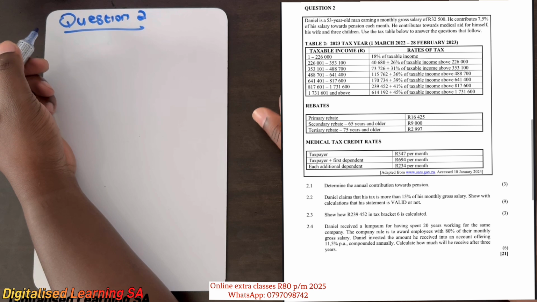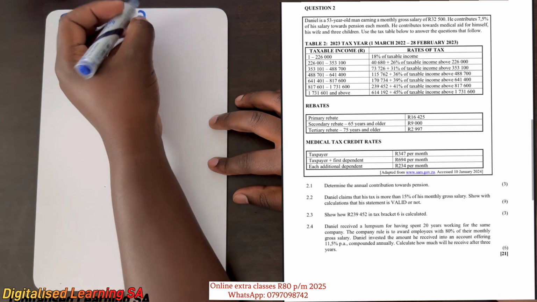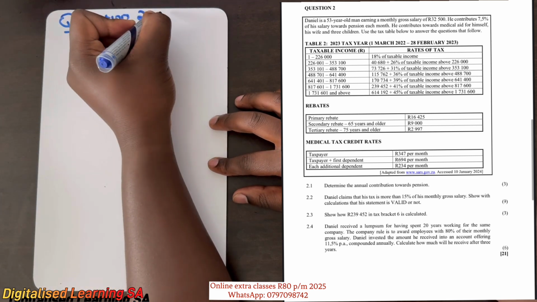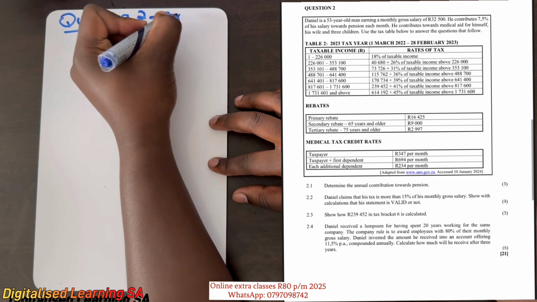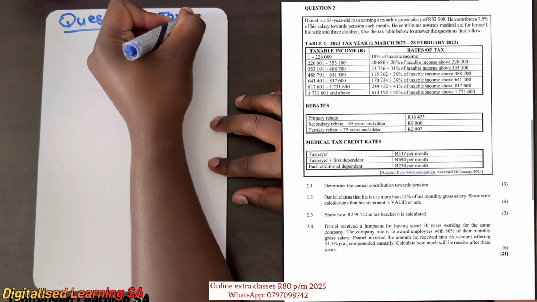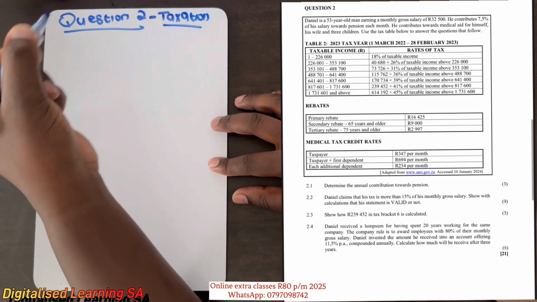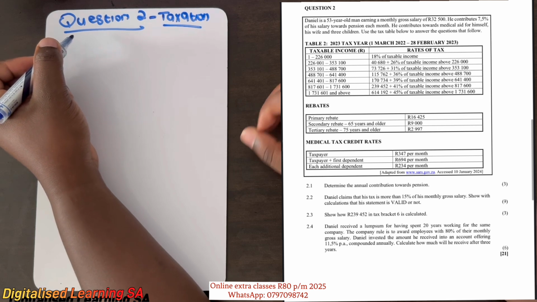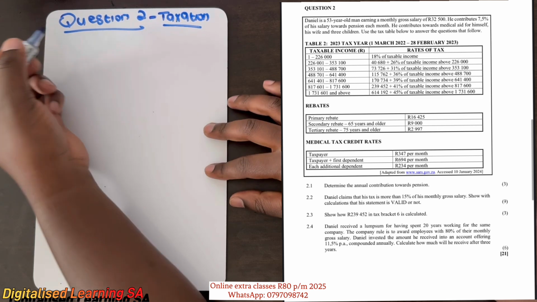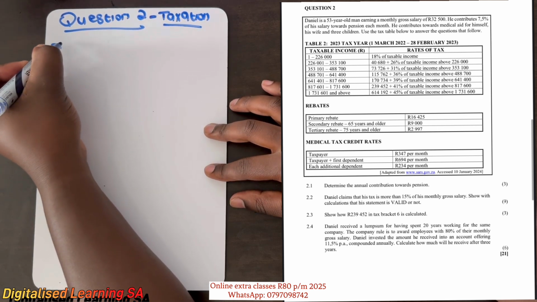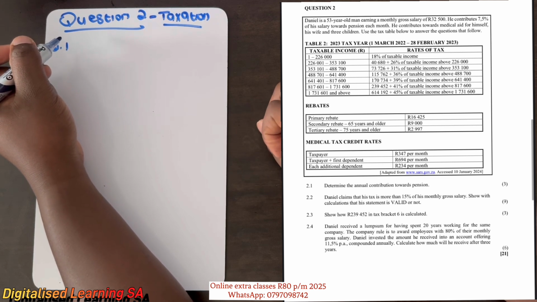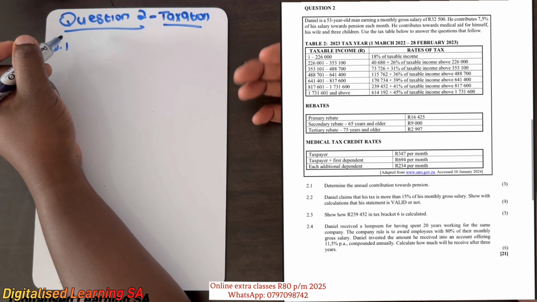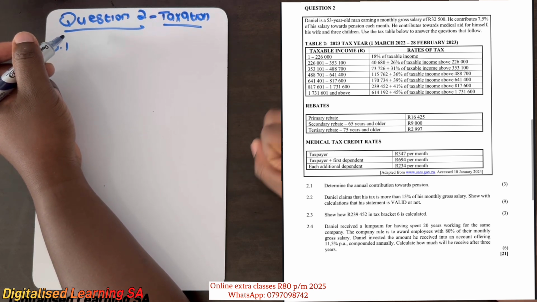So now let's start with question 2. Question 2 is mostly based on taxation. Okay, so let's go ahead and start with question 2, and we will start with question 2.1. But before we get to 2.1, let's first understand what is required from us.